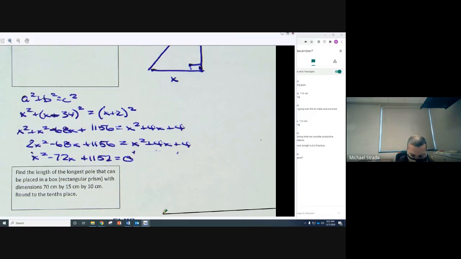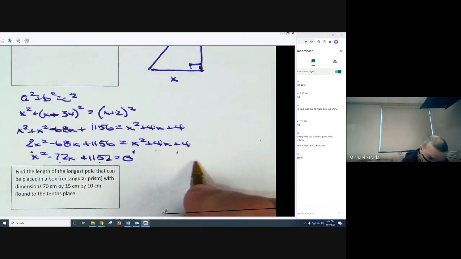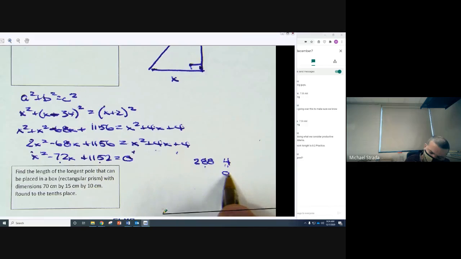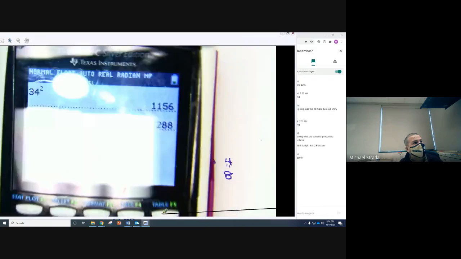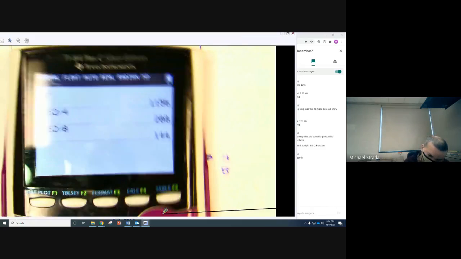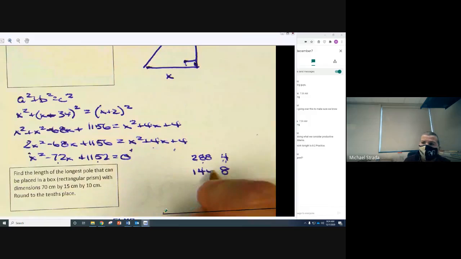So now I have to find two numbers that multiply to 1152 that add up to negative 72. Now, the first thing I would think of is 4. And that gives me 288 and 4, which is way too big. That makes sense? So that means I need to make that number smaller and that one bigger. That's how I use math. So I might want to double the 4. If I double 4, I got what? 8. And then I'm going to do 1152 divided by 8, and I get 144.